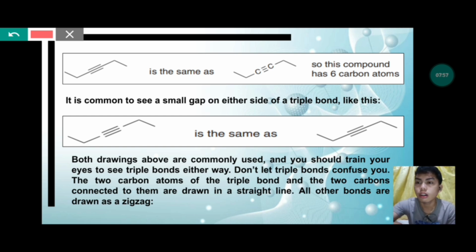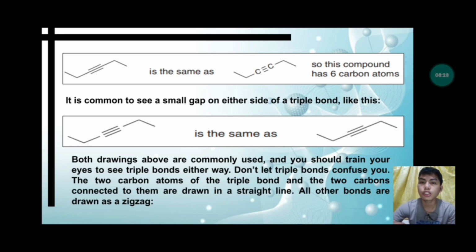1, 2, 3, 4, 5, 6. So basically it is correct. That triple bond compound has 6 carbon atoms. Both drawings above are commonly used, and you should train your eyes to see triple bonds either way. Don't let triple bonds confuse you.